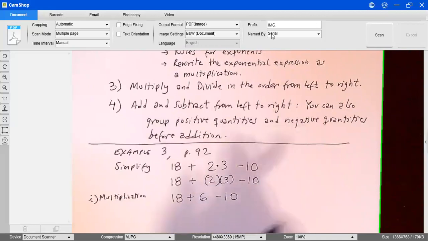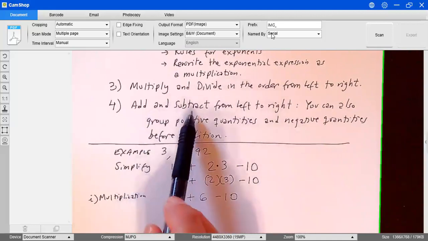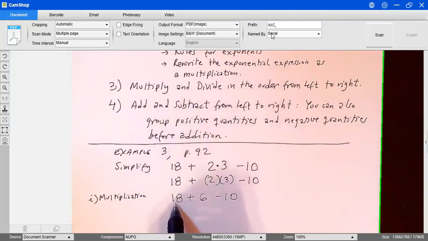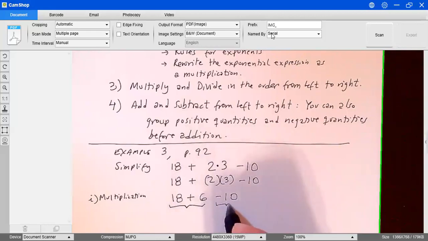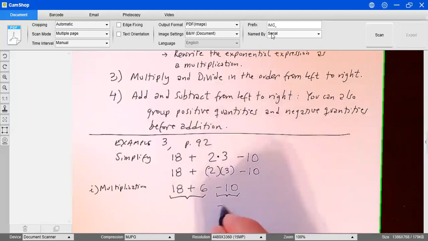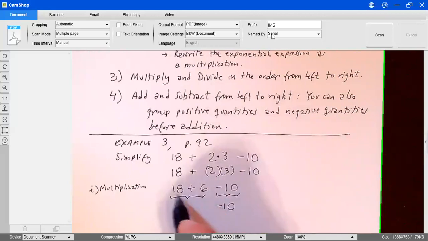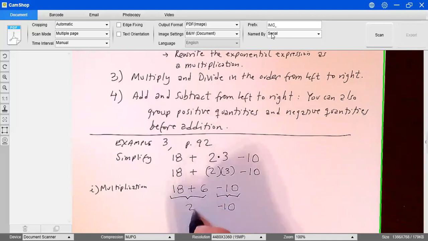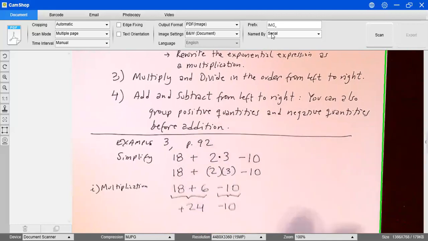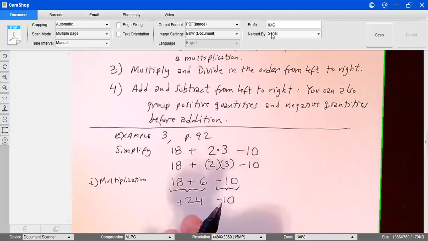Then the next is we're going to add and subtract from left to right. So we need to add 18 to 6, and then we're going to subtract 10. Or you can group positives and negatives. So let's do that now. I have here my positives. I have here my negatives. So my negatives is just negative 10. Positives is going to be 18 plus 6, which is 24. So we have 24, a positive quantity, and 10, a negative quantity.